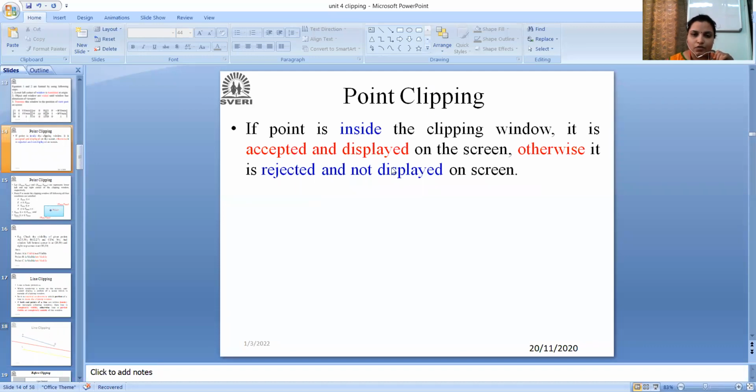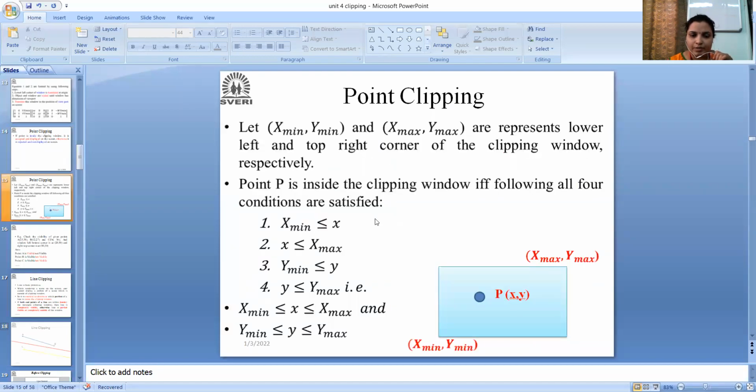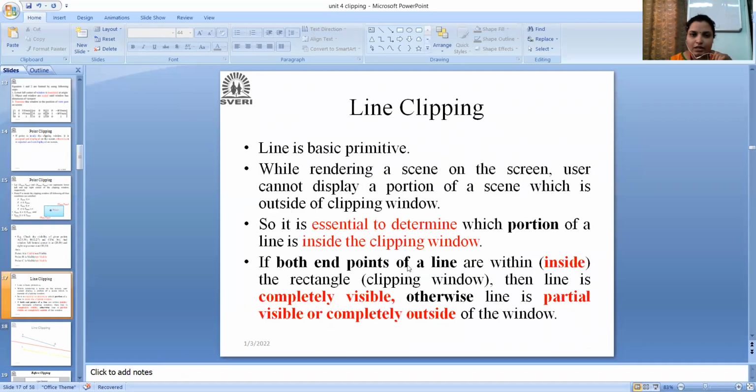We have seen the test for point clipping. If the x and y coordinates of the given point lie within the xy coordinates of the window, then we say that the point is inside the window. We have seen this example with a point P(x, y), where the x coordinate lies between x min and x max, and the y coordinate lies between y min and y max. If both conditions are satisfied, only then that point lies inside. Then we have seen line clipping.